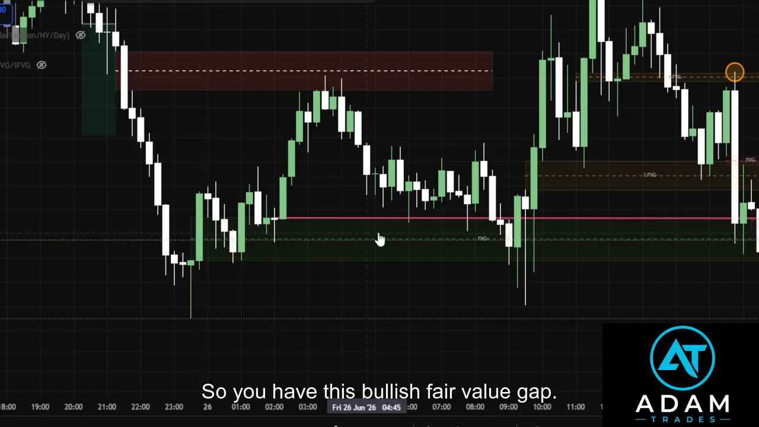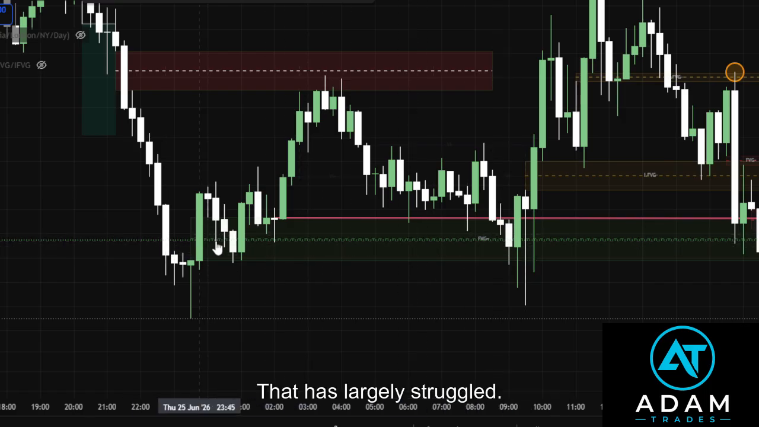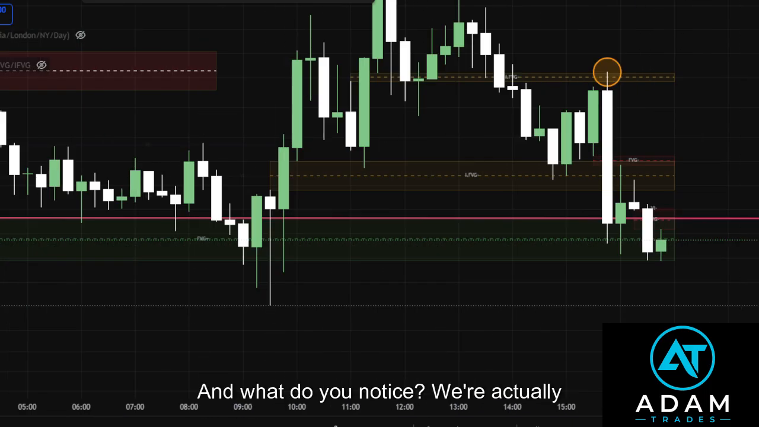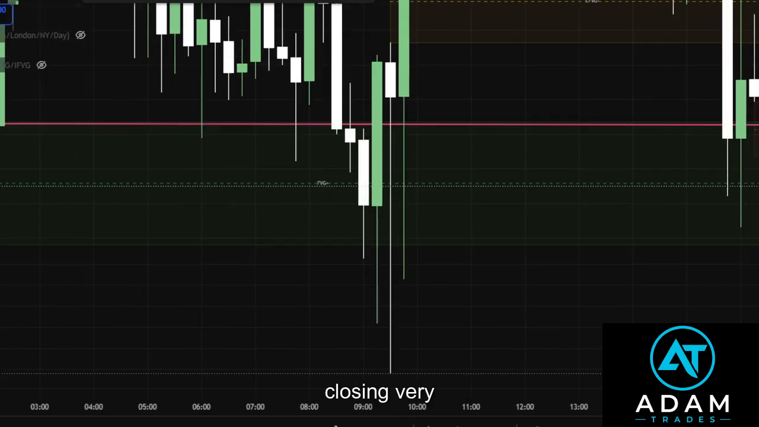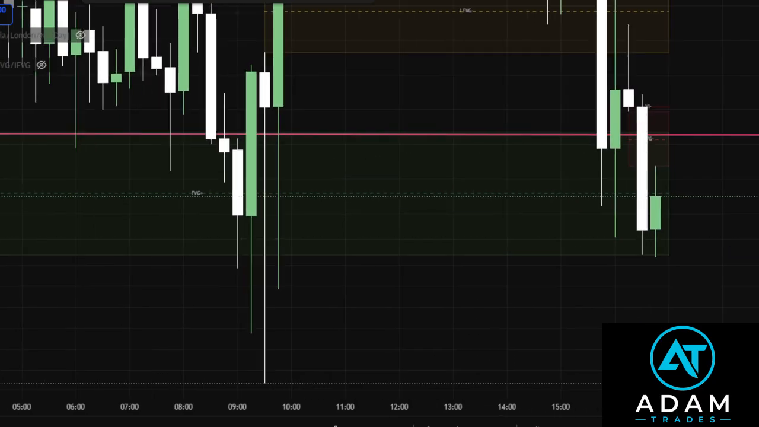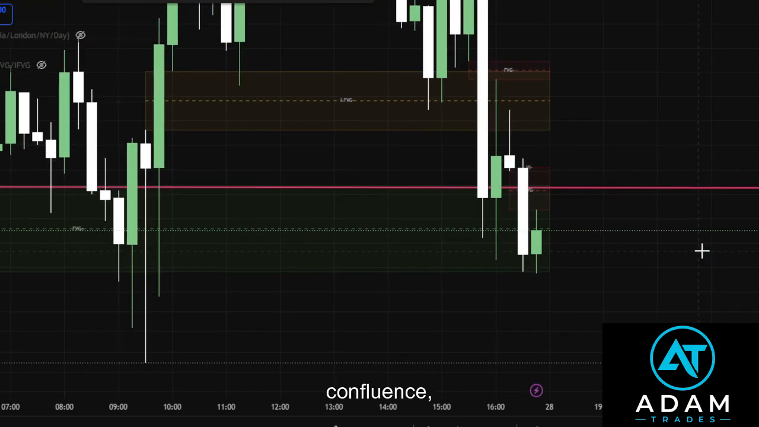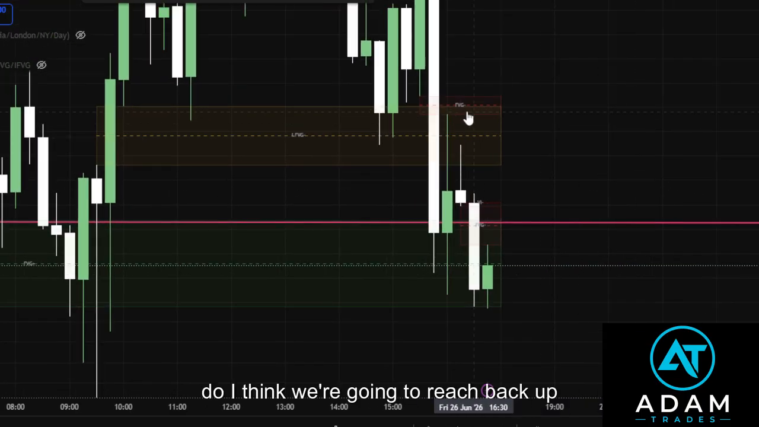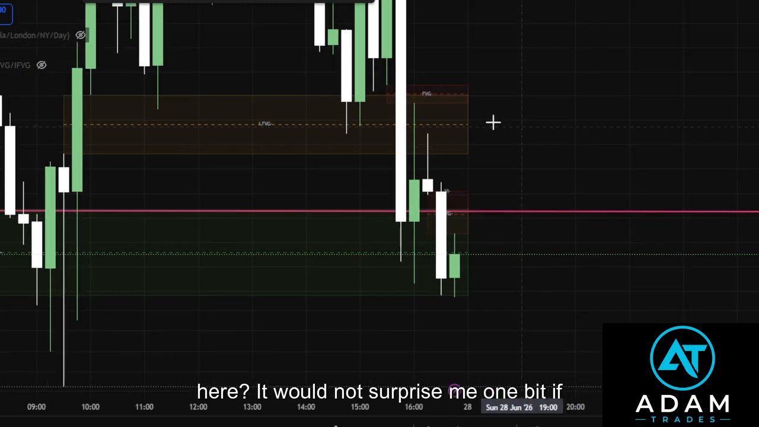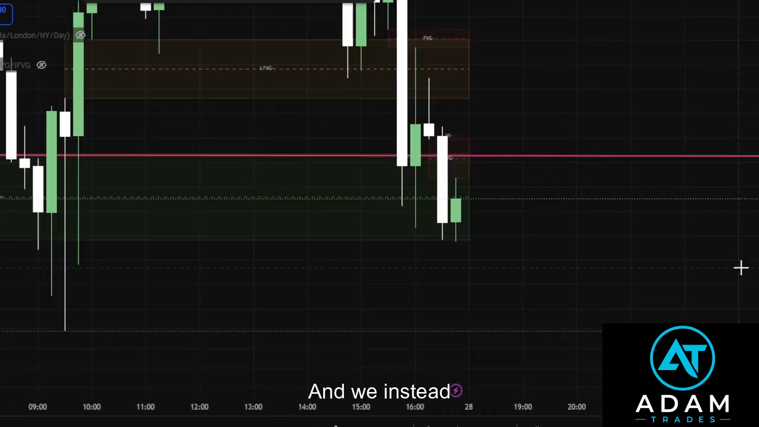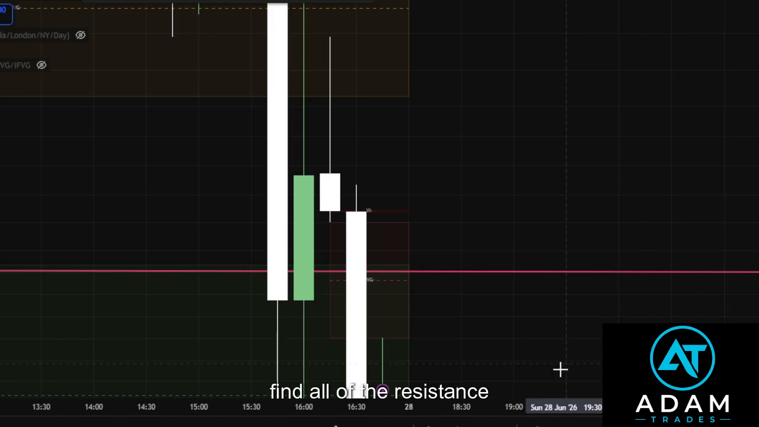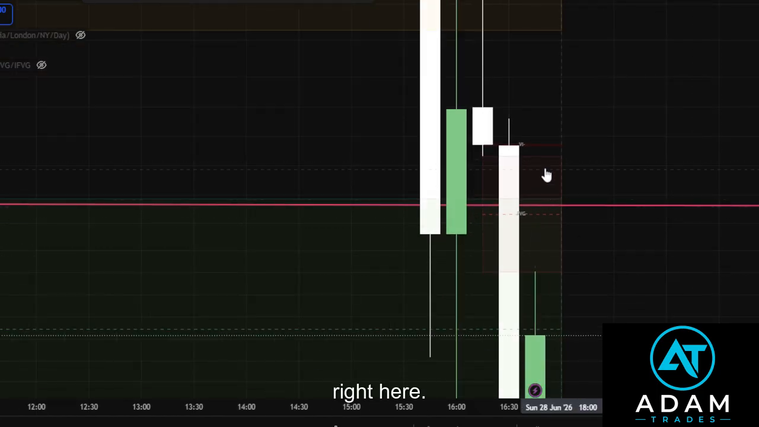So you have this bullish fair value gap that has largely struggled. And what do you notice? We're actually closing very deep down into the fair value gap. So with all of this confluence, do I think we're going to reach back up here? It would not surprise me one bit if we do not, and we instead find all of the resistance right here.